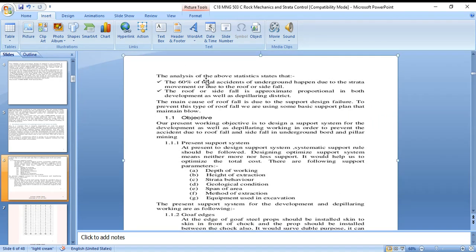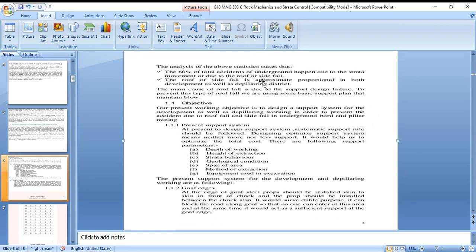Right, the analysis. From the above analysis of the statistics, 60% of total underground accidents happen due to strata movement, due to roof or side falls. The roof or side falls are approximately proportional in both the development as well as the deep districts. The main cause of roof falls is support system design failure.